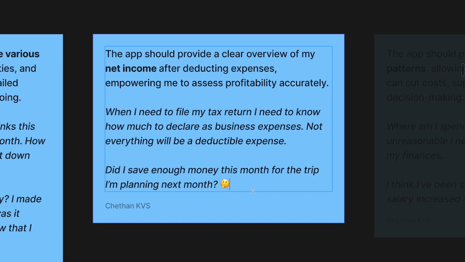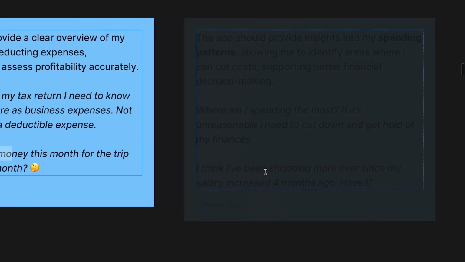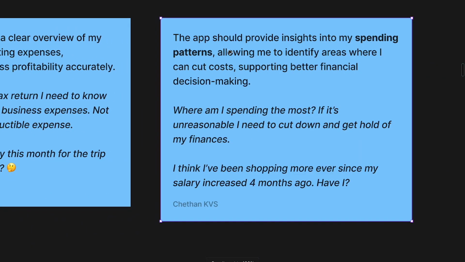Another thing an ordinary user would think about is, did I save enough money for this trip? Did I save enough money this month for the trip I'm planning next month, right? So maybe there you want to think about savings because you're looking for an actual value. You're not looking at expenses. You're like, hey, I need to plan my trip next month. Did I save enough? Or maybe I should postpone my trip, right? Something like that, okay?